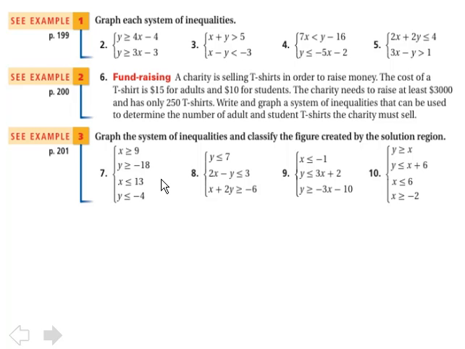Also down here, if you look at these bottom 4 problems, sometimes you can have 2 inequalities, sometimes you can have 3 or 4. And basically your answer there will be where all 3 or 4 areas overlap. Again, you certainly can do many of these on a graphing calculator.